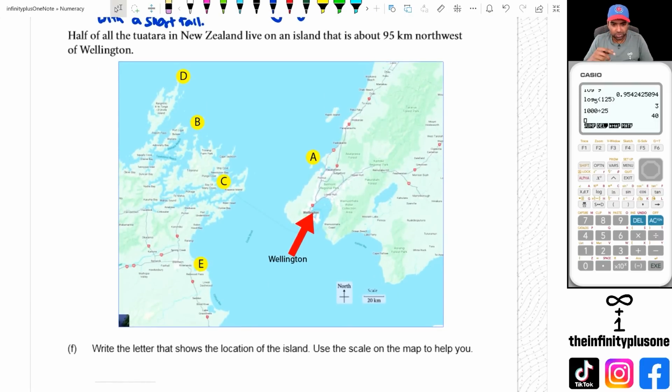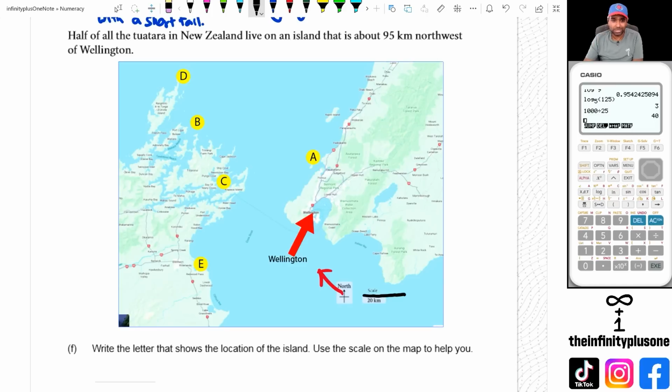Write the letter that shows the location of the island. Where is the island? Half the tuatara in New Zealand live on an island 95 kilometers northwest. Now, northwest direction is that. So northwest of Wellington, about 95 k's.